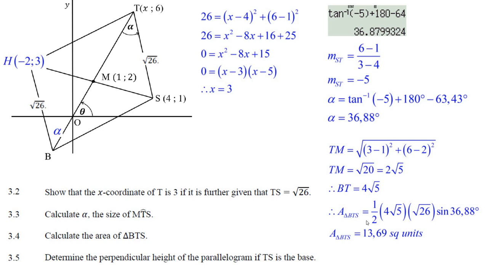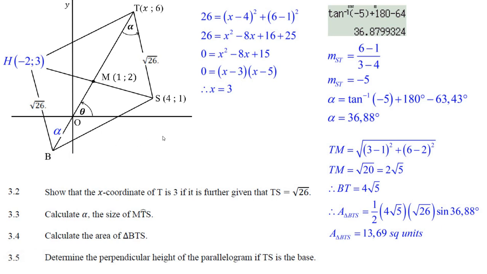Now we just use the area rule: 1/2 one side times the other times the sine of the angle in between. That's the area rule. I got 13.69 square units. Now the last question is, find the perpendicular height of this triangle. If this was the base, then your height would kind of go up here like this. The height of this triangle, if this was sitting down, there would be the height right there.